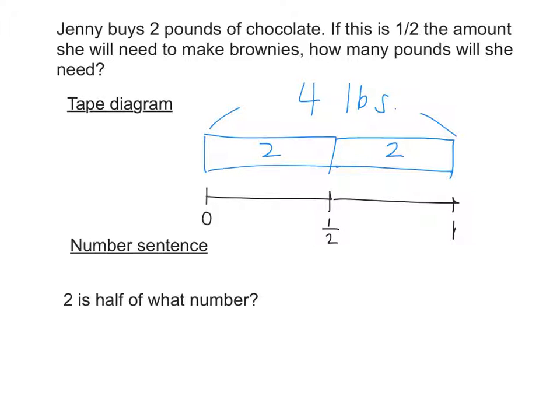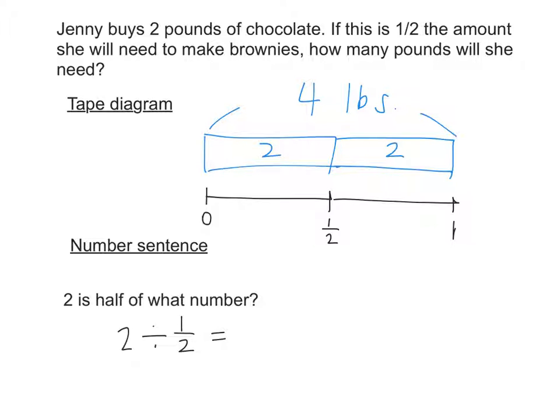We've now showed it using a tape diagram, but let's use a number sentence. Do you guys agree that if Jenny buys 2 pounds of chocolate and this is half the amount she needs to make brownies, it's basically asking you 2 is half of what number, right? And so based on what we did on the previous slide, how could we write a number sentence that shows 2 is half of what number? Reagan? 2 divided by 1/2. Awesome. 2 divided by 1/2.